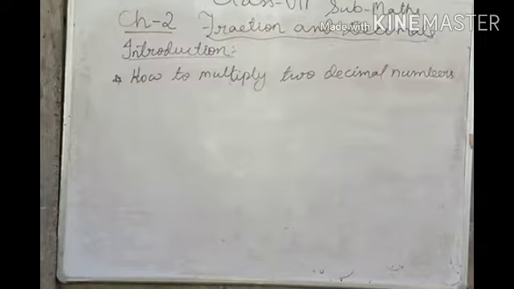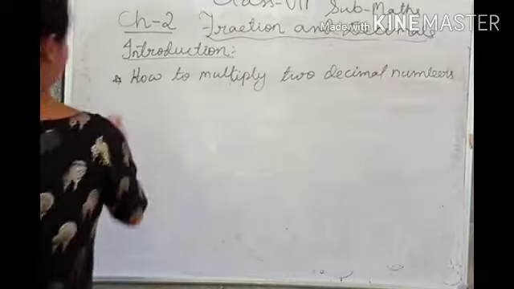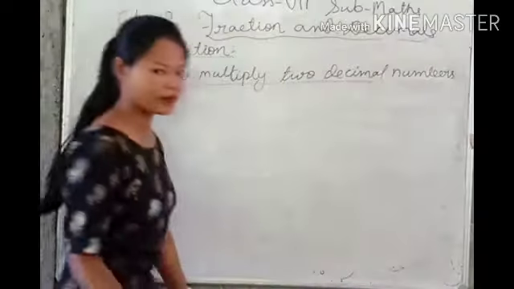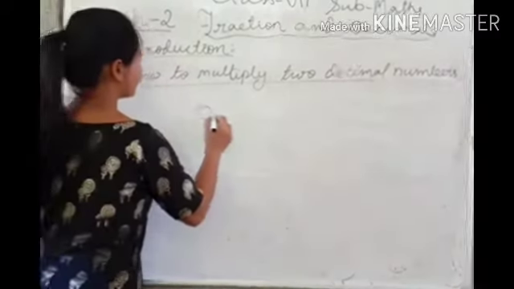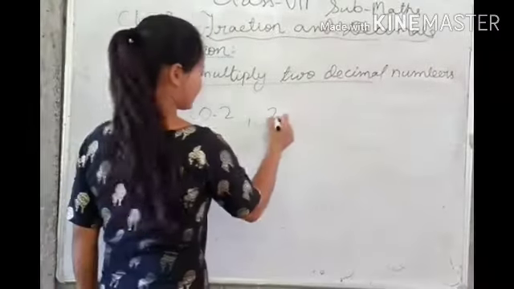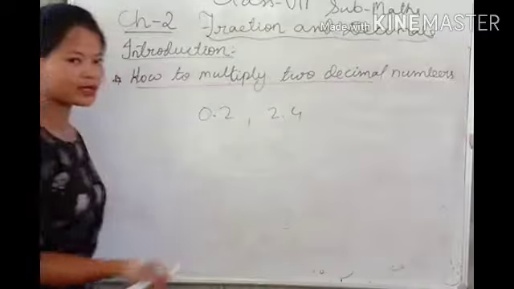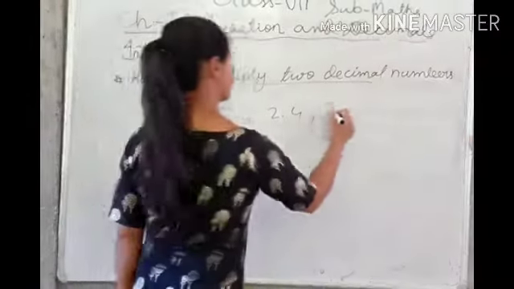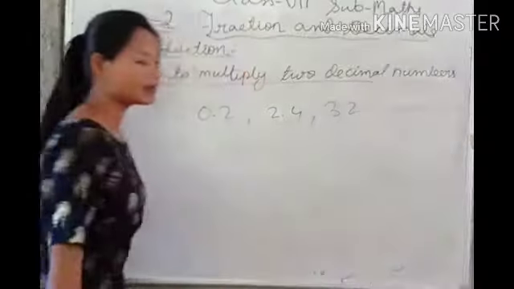Here I will explain how to multiply two decimal numbers. How to multiply what? Two decimal numbers. So we know what a decimal number is. These are decimal numbers. These numbers are called decimal numbers.